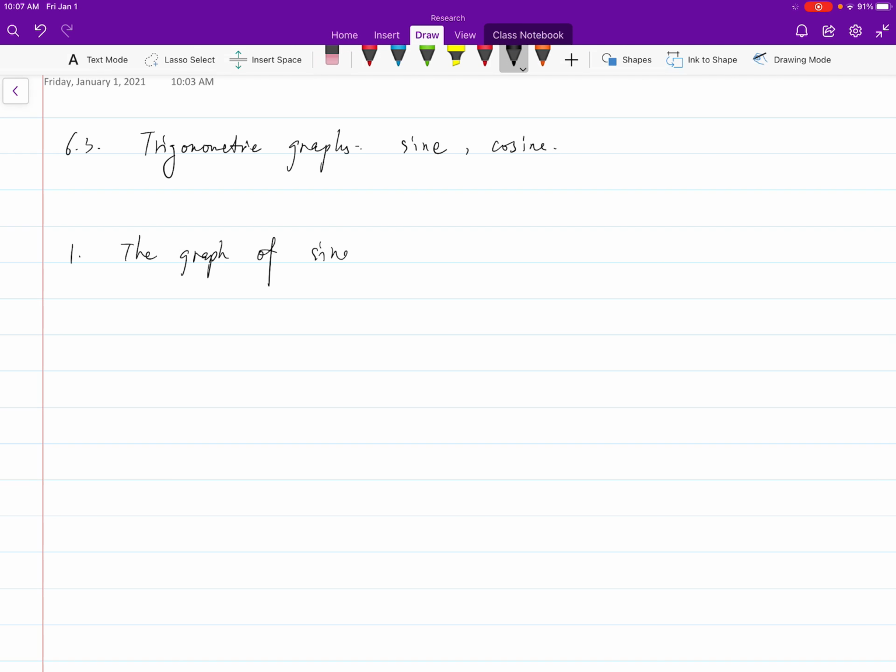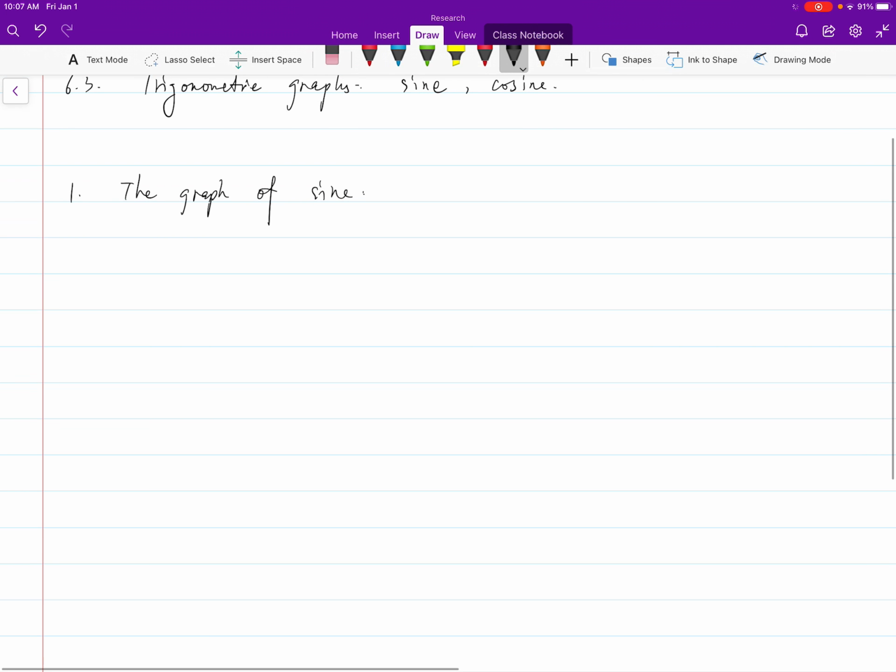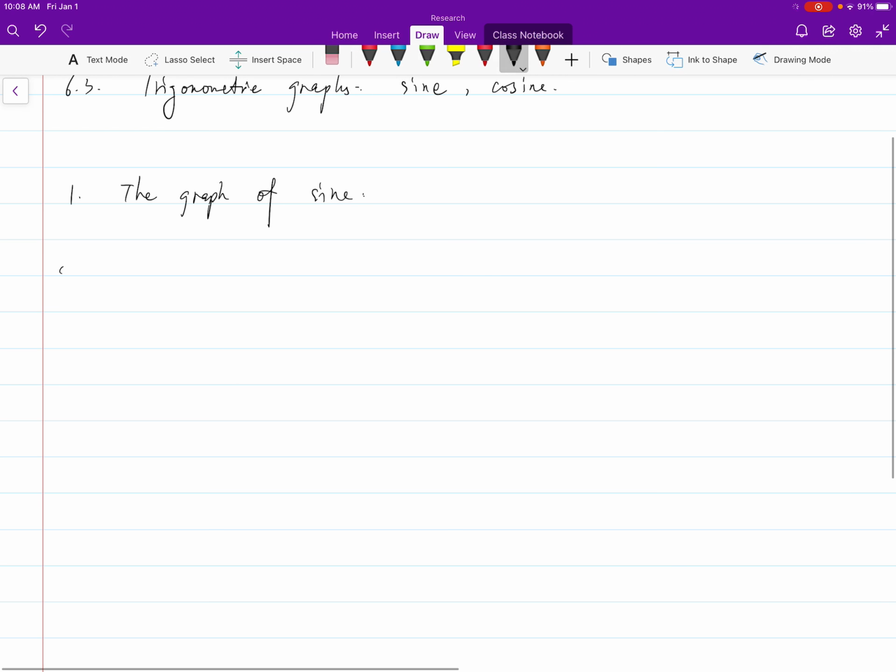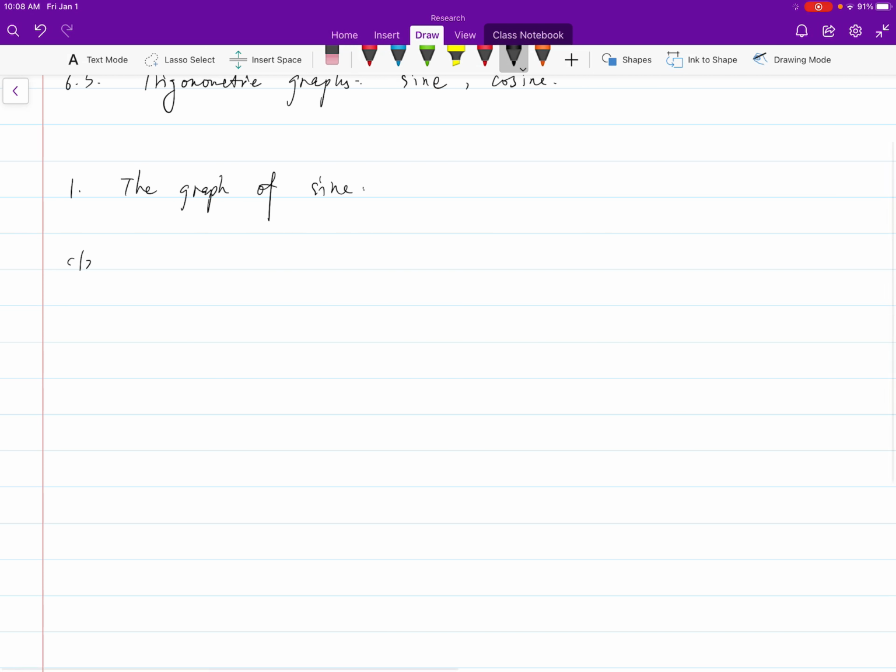Okay, so first, let's focus on the graph of sine. And then we use the same logic to get the graph of cosine. Okay. Let's write down what we know. The first one is, we do know the domain and the range. The domain, we did last time, is going to be negative infinity to infinity. We do know the range. The range is going to be between negative 1 and 1.